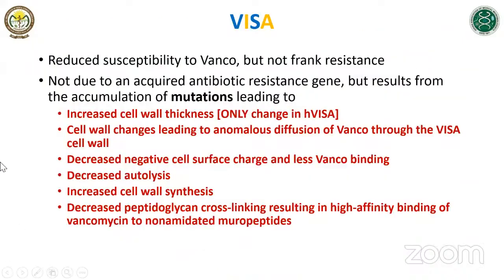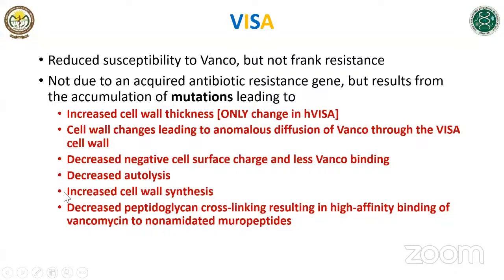So what is VISA? VISA basically has reduced susceptibility to vancomycin, but there's no frank resistance. And it is not due to an acquired antibiotic resistance gene, but it results from the accumulation of mutations. So multiple mutations keep on accumulating, and it begins with increased thickness of the cell wall. The ones which have only increased thickness of the cell wall are normally labeled as H-VISA, and these are the outcomes of the MIC creep.